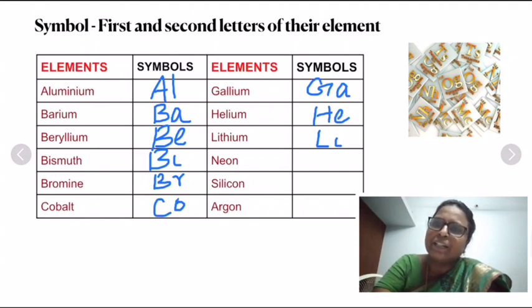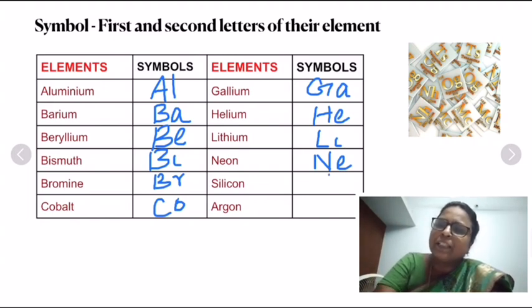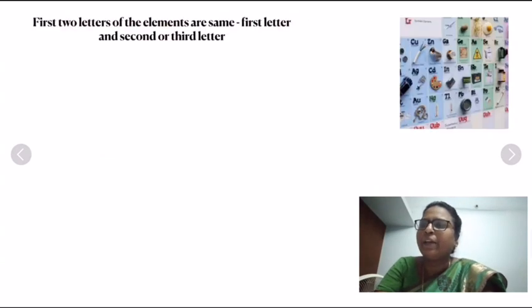Neon, what is the first letter of neon? N. Second letter, E. Why? Because nitrogen has N as its symbol, isn't it? So here, for neon, the first letter is the same for the two elements, so we add the second letter for the other element's symbol. Good. Silicon, S, I. Argon, A, R. Is it clear? Very good.